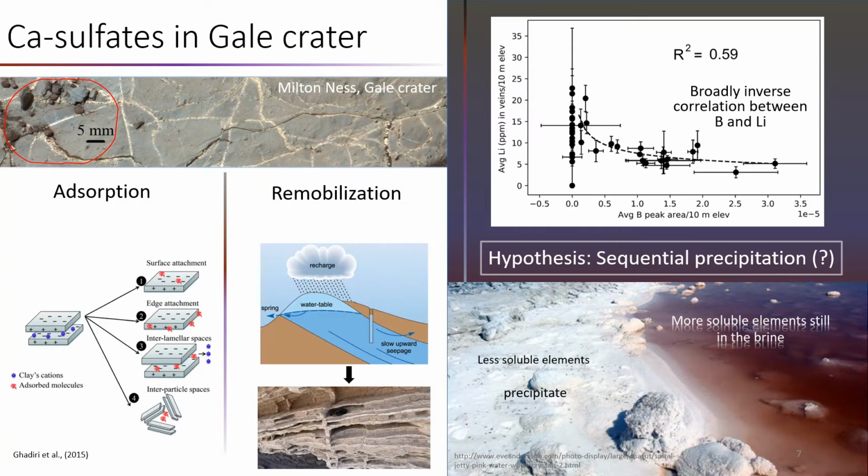A process that could explain an inverse correlation is sequential precipitation, where boron precipitates out as borates due to its lower solubility, and lithium stays in the brine because it is more soluble, and then moves away from the precipitated borates. However, the story may be a little more complicated than just sequential evaporation with progressing dehydration, as the relationship between boron and lithium isn't an exact inverse correlation. The precipitation may be affected by adsorption of boron and lithium to surrounding clay-rich minerals, and also possibly multiple generations of dissolution and reprecipitation.